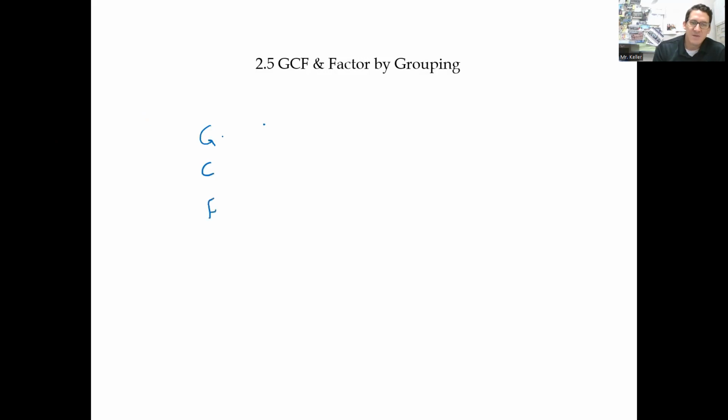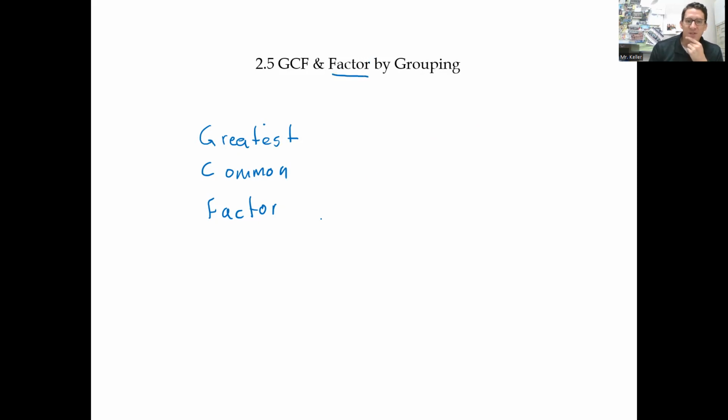GCF stands for greatest common factor. So we're going to be looking at polynomials and finding the greatest common factor between the terms. And then we're also going to do factor by grouping. What factoring is? Here's a question because we're going to start factoring.